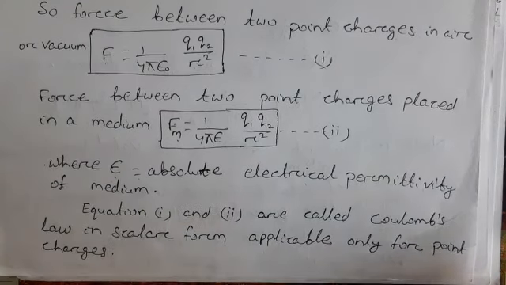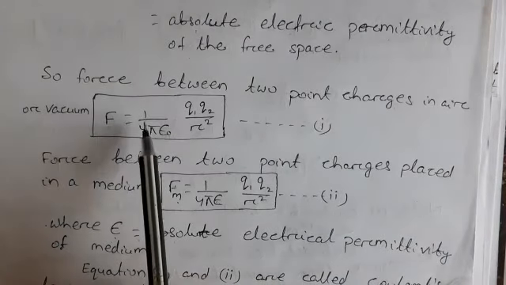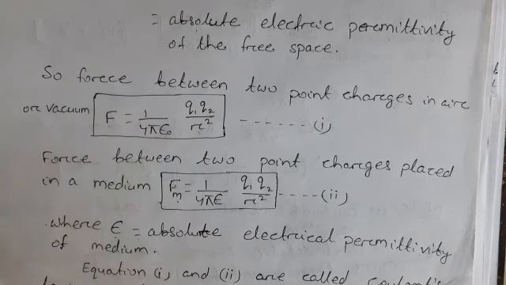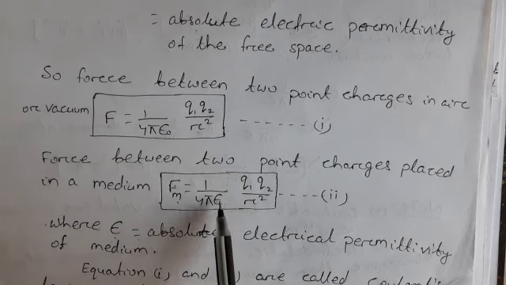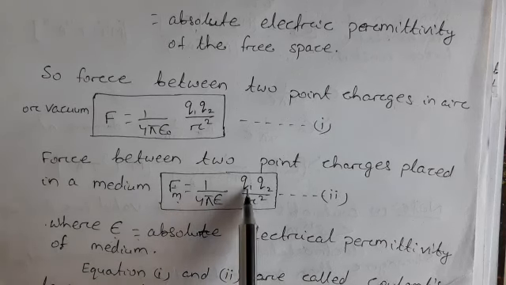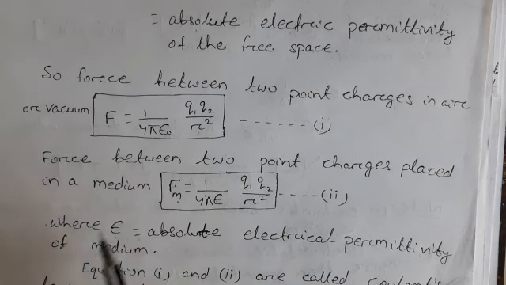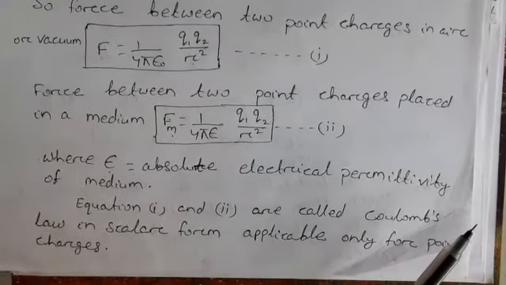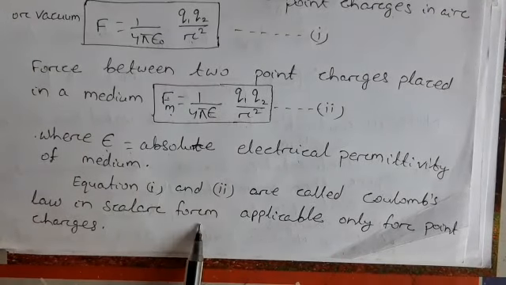So this equation number 1, that is 1 by 4 pi epsilon naught Q1 Q2 by r square, is the electrostatic force due to two point charges Q1 Q2 placed in vacuum, and also the electrostatic force due to two point charges Q1 Q2 separated by a distance r placed in any medium. These are the two equations which are called Coulomb's law in scalar form.